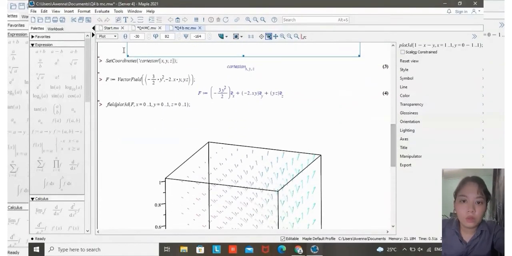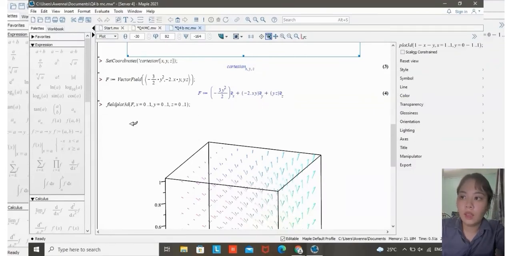The next step is to set our coordinate to Cartesian, where I have used the same function, setcoordinates Cartesian x, y, z, and we will set our variable f into a vector field, which is ijk. The equation that was given in the question was negative 3 over 2 y to the power of 2, negative 2x times y, and yz. Once we press enter, the output will display our equation to make sure that it is right.